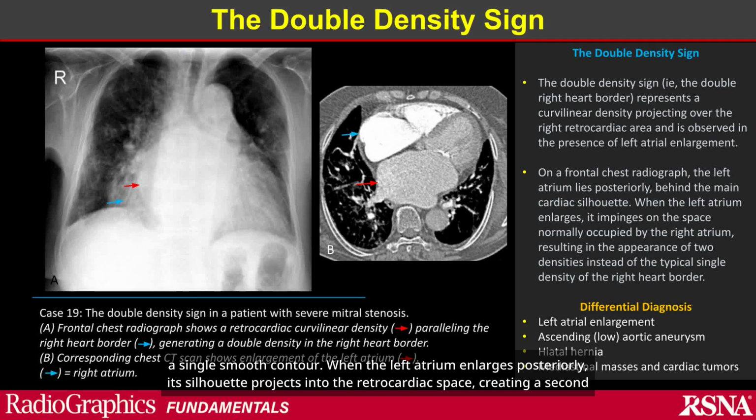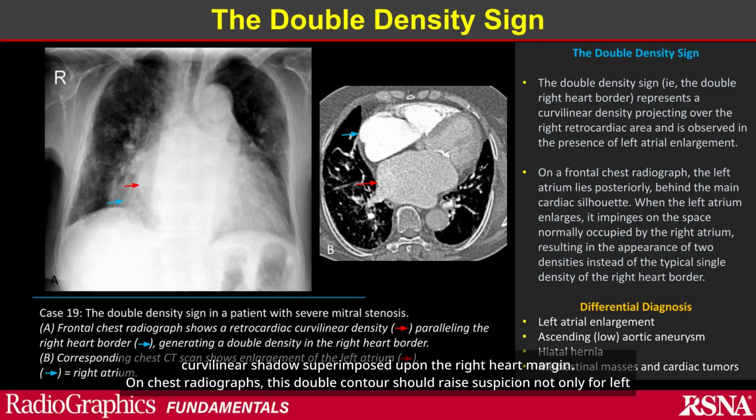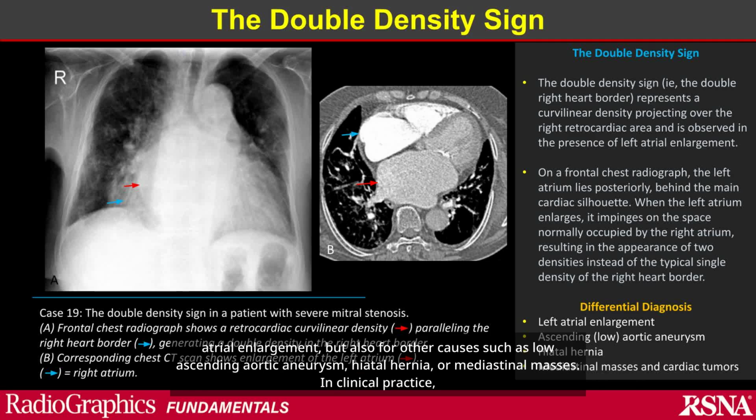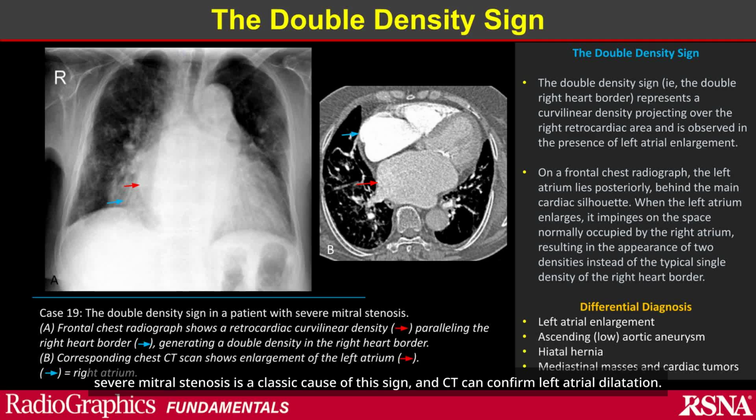When the left atrium enlarges posteriorly, its silhouette projects into the retrocardiac space, creating a second curvilinear shadow superimposed upon the right heart margin. On chest radiographs, this double contour should raise suspicion not only for left atrial enlargement, but also for other causes such as low-ascending aortic aneurysm, hiatal hernia, or mediastinal masses. In clinical practice, severe mitral stenosis is a classic cause of this sign, and CT can confirm left atrial dilatation.